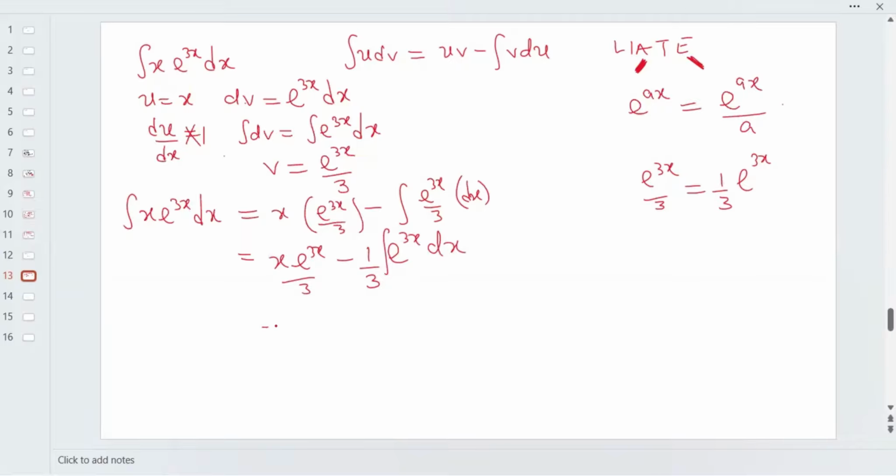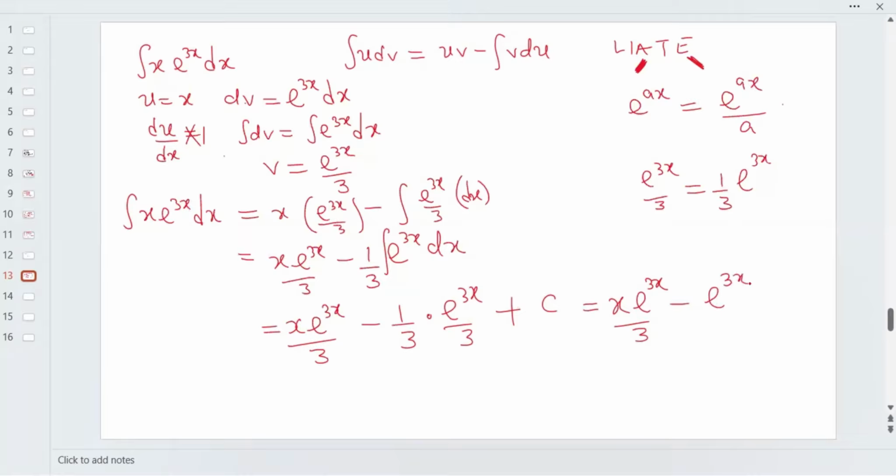So I have x exponential 3x over 3 minus 1 over 3. Then if I integrate this again, I get exponential 3x over 3 plus, of course, my integration constant c. This can be simplified to x exponential 3x over 3 minus exponential 3x over 9 plus c.